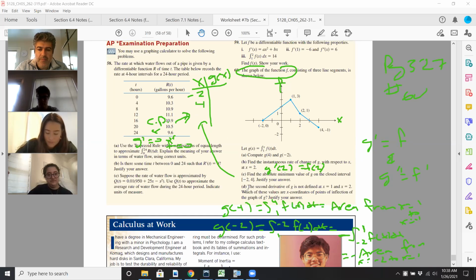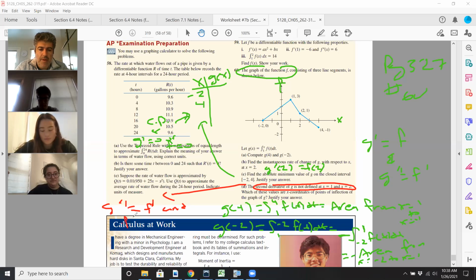And then for part D, the second derivative of g is not defined at x equals 1 and 2. That's because you got corners there, because f prime... Let me get it red here. Remember, g double prime equals f prime. And f prime does not exist at x equals 1 and 2 because you got sharp corners there on the graph of f.